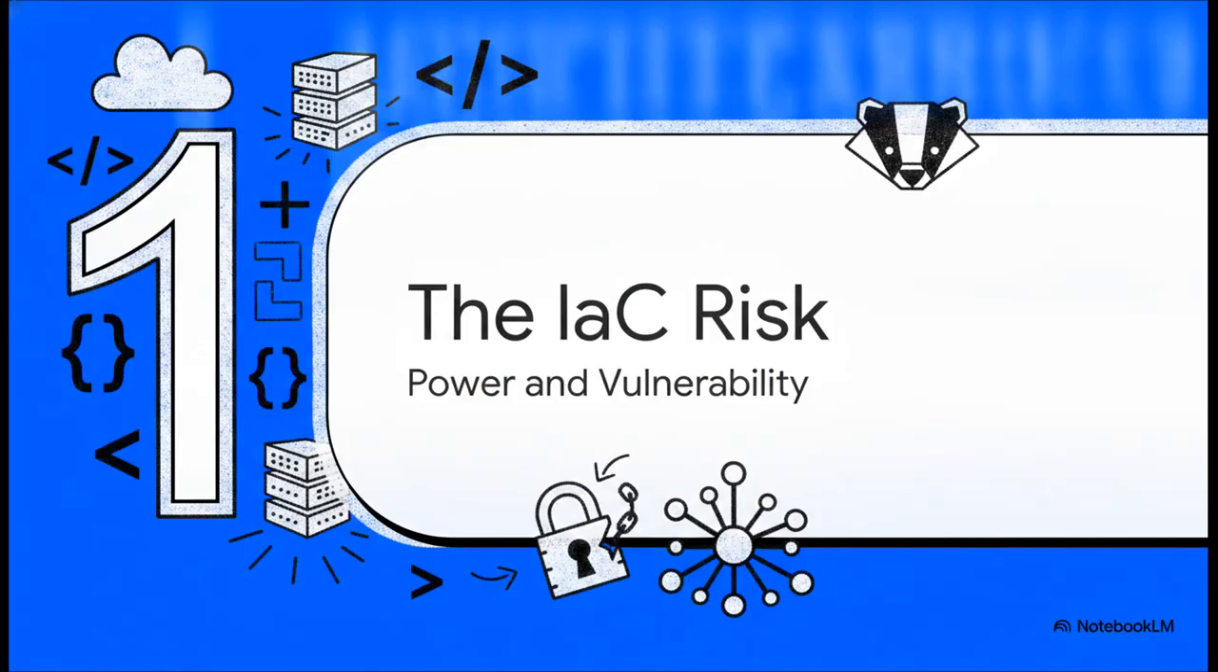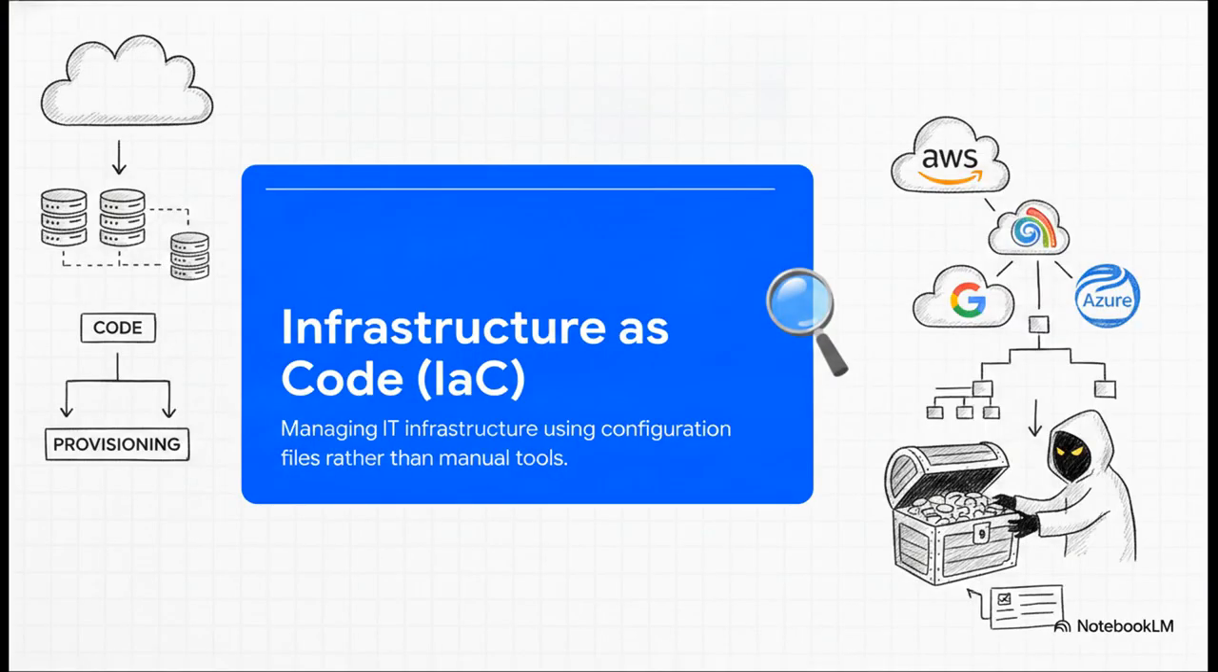Section 1, the infrastructure as code risk. Let's look at the immense power and vulnerability of these tools. To really grasp the risk, you gotta understand the power at play here. Infrastructure as code is fundamentally declarative. That means you literally just tell the system, hey, I want 5 servers hooked up to this specific database, and Terraform figures out the rest. It automates all that tedious provisioning that used to take hours in a manual console. And it's cloud agnostic, working across AWS, Google Cloud, Azure, you name it.